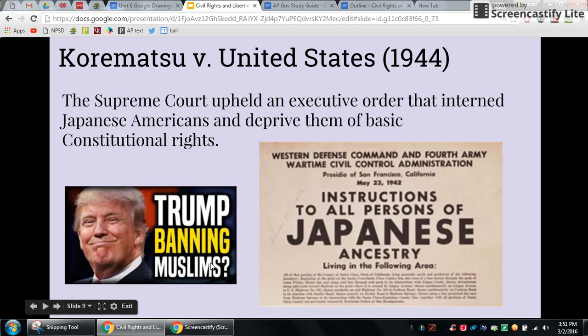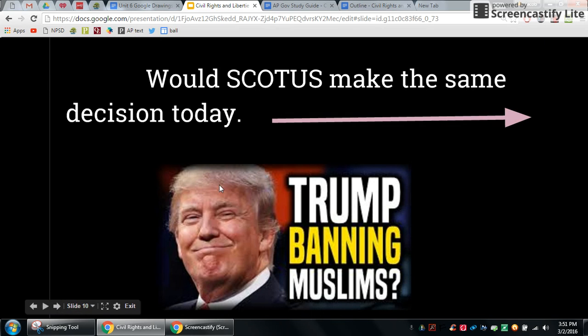This is very similar to what Trump is proposing with a ban on Muslims. If he were to become president and he did put forth an executive order banning Muslims, it would be just like this case. And I guarantee they would reference this case if that were to happen. Do you think the Supreme Court would make the same decision today? Let's say Trump did put out an executive order that banned Muslims from the country and somebody challenged that in the Supreme Court, what would the Supreme Court decide? That's just kind of for you to think about.